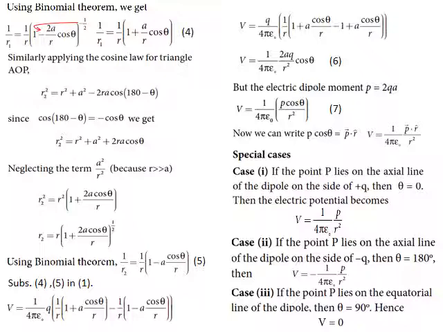We know that the electric dipole moment p is equal to 2qa. Therefore the above equation becomes V is equal to 1 by 4 pi epsilon naught p cos theta by r square. Let us consider this as equation number 7. So this is the final equation.